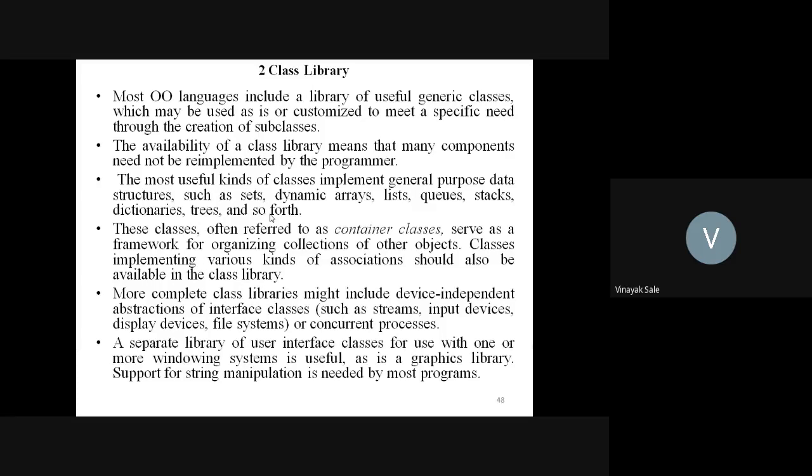The most useful kinds of classes implement general purpose data structures such as sets, dynamic arrays, lists, queues, stacks, dictionaries, trees, and so forth. These classes, often referred to as container classes, serve as a framework for organizing collections of other objects. Classes implementing various kinds of associations should also be available in the class library.